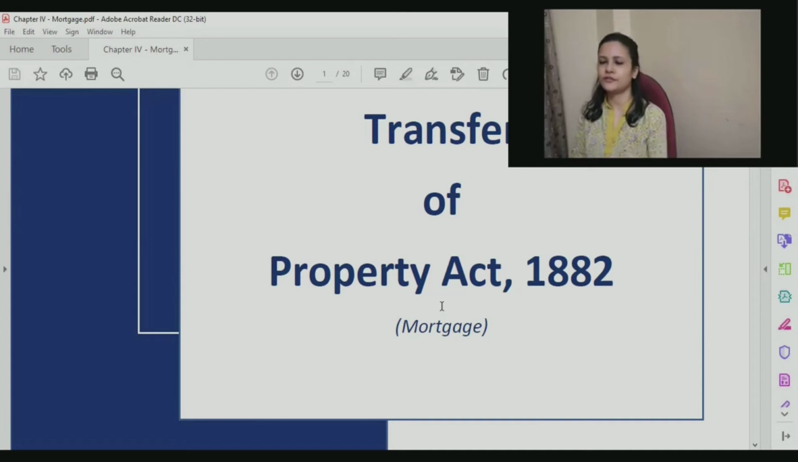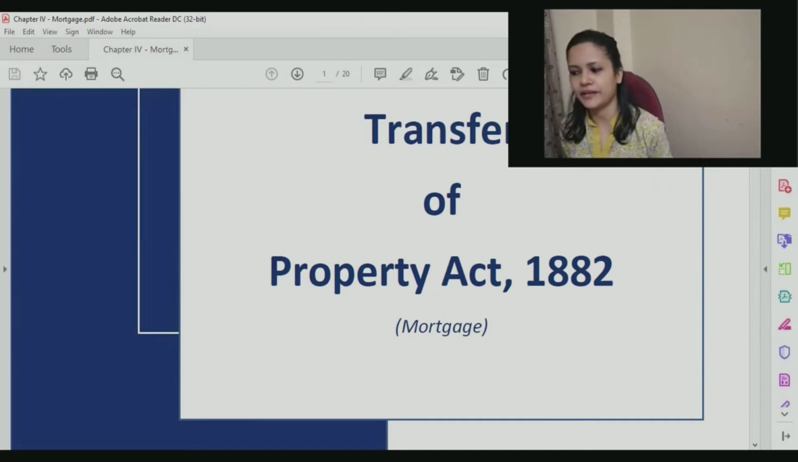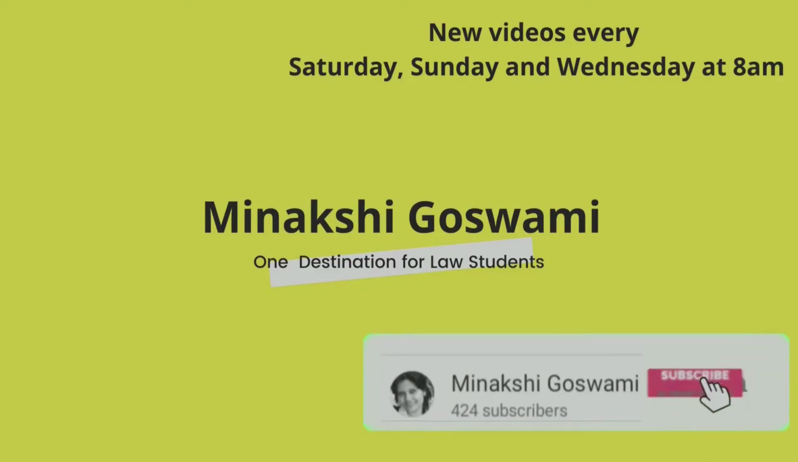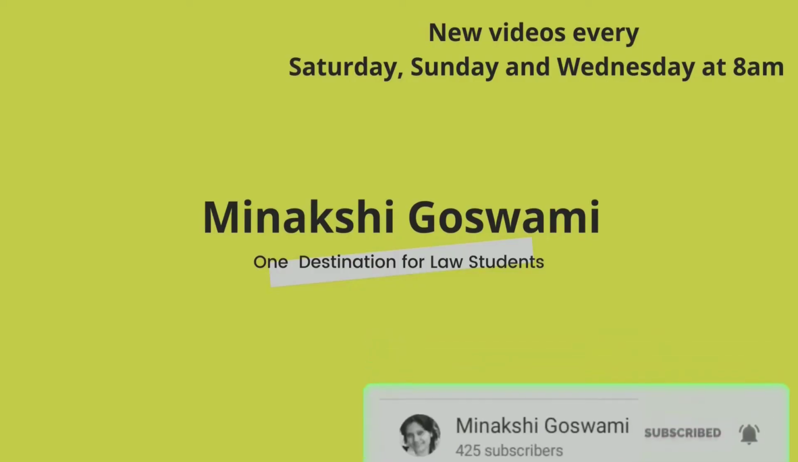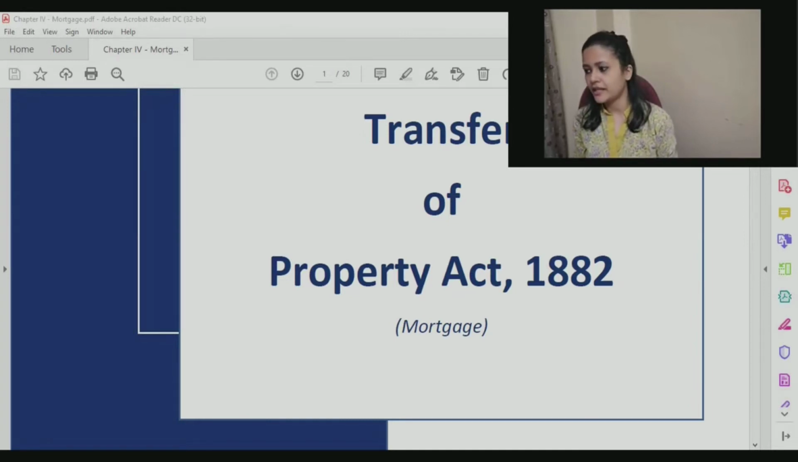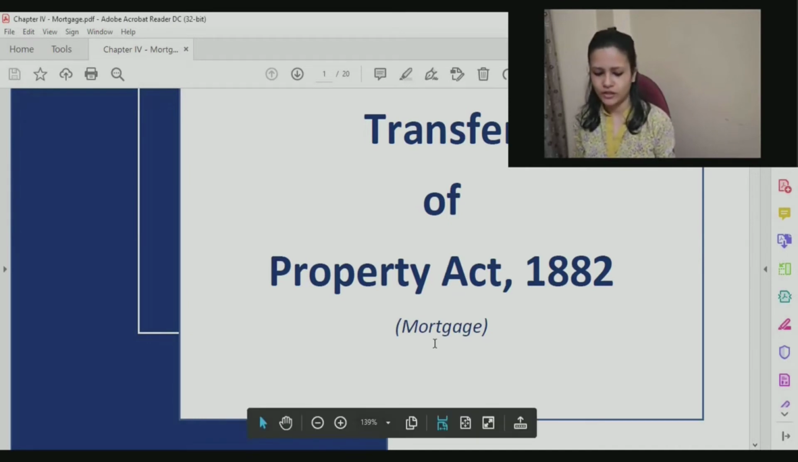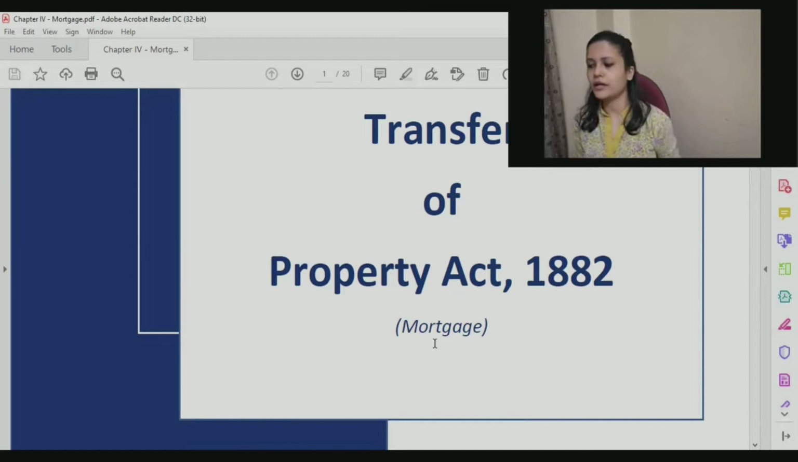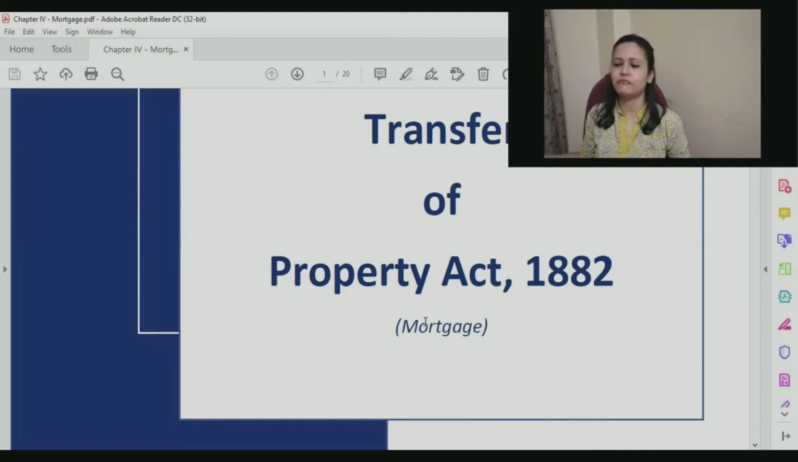Okay, so Transfer of Property Act. Next type of alienation that we have is on mortgage. Mortgage is again another type of alienation which is given under Chapter 4 of the Transfer of Property Act. If you look at the sections, a lot of sections are there talking about different types of mortgage, rights and obligations, then few other provisions here and there like marshalling and all that stuff.